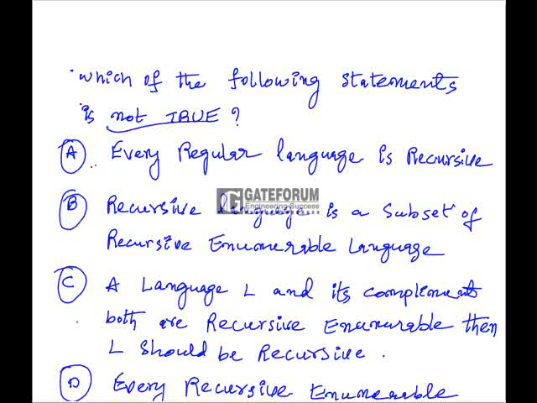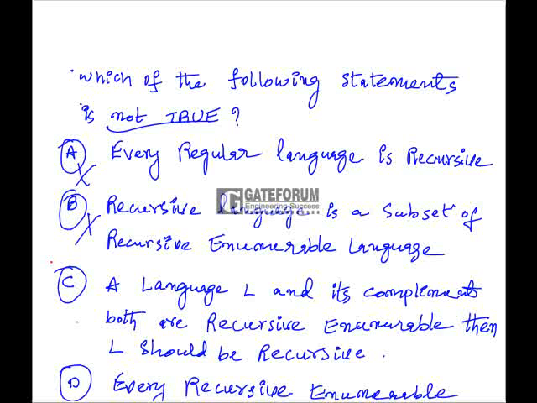So we can rule this out because every regular language is a recursive language is a true statement. We need a false statement. Recursive language is a subset of recursive enumerable language. It is also true, because in a recursive language we have halting with a final state, halting without a final state, but a guarantee of halting. In a recursive enumerable language, halting with a final state is there, halting without a final state is there, or looping is also there. That is why the recursive language is a subset of recursive enumerable.